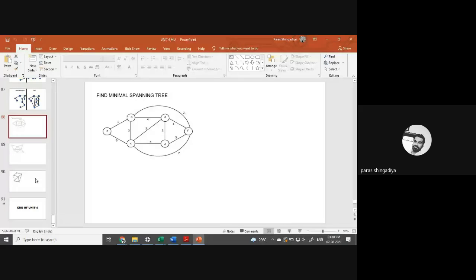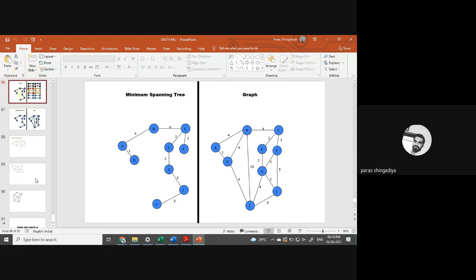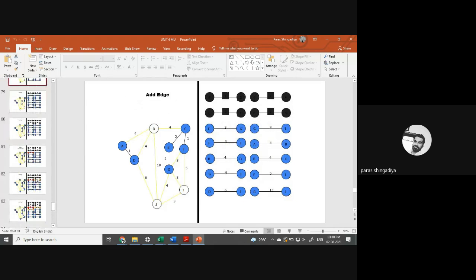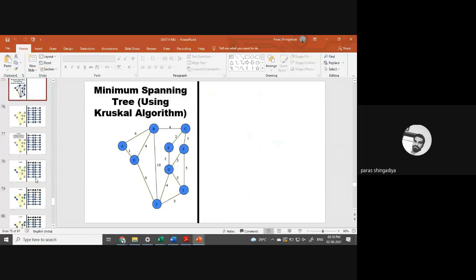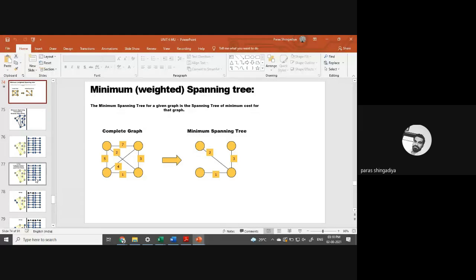So, in the last lecture, we discussed the Kruskal algorithm, and by using that, we can find the minimum weighted spanning tree. Okay. Before that, we had discussed the spanning tree concept. Spanning tree means we have one connected graph and you have to remove some edges from this graph and make this graph a tree. So this tree is now called a spanning tree.